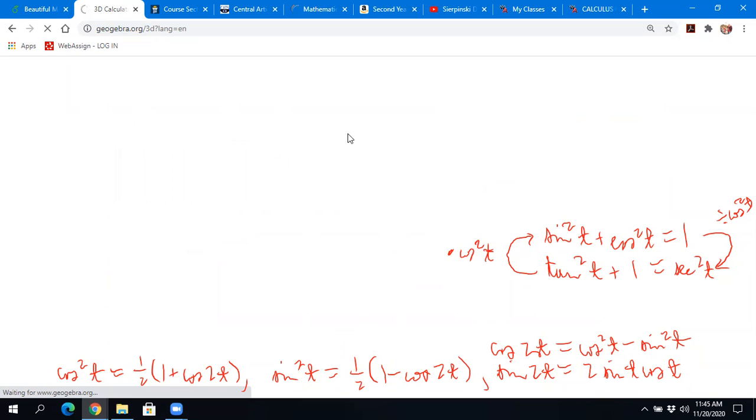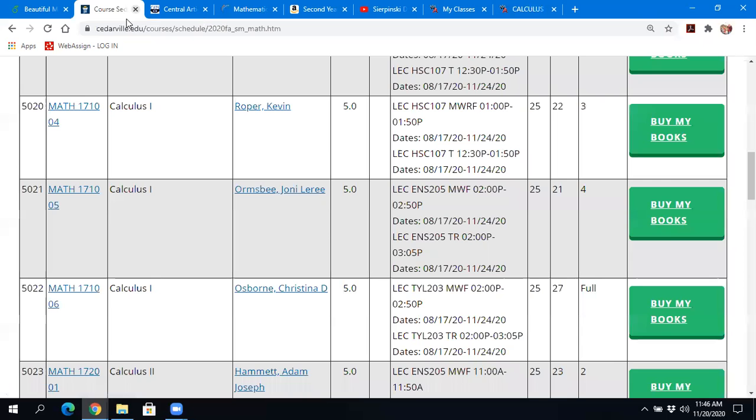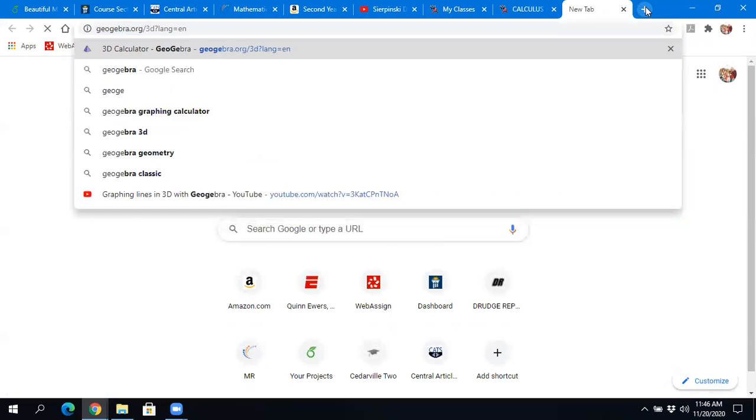Oh, what's going on here? Oh man, this thing is freezing up. Okay, well, I'm gonna open it up again. GeoGebra, there it is.